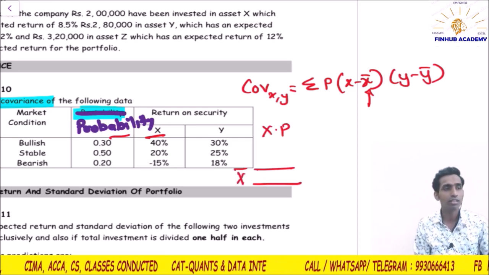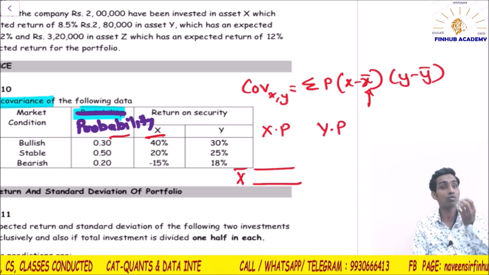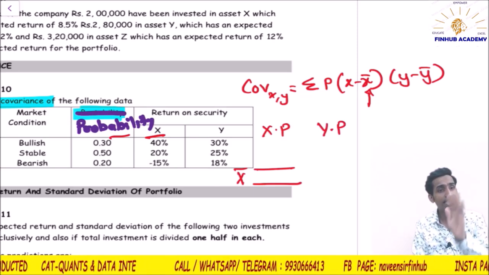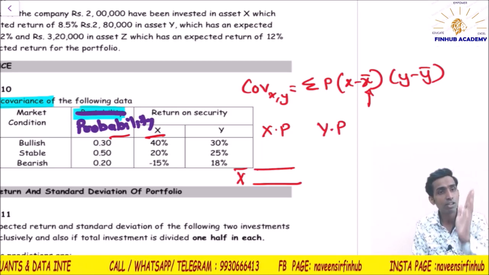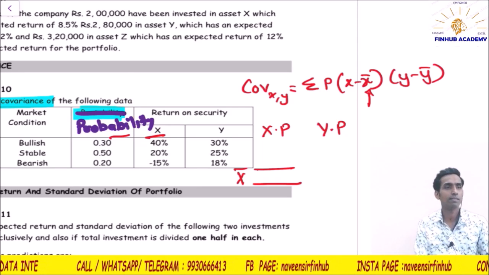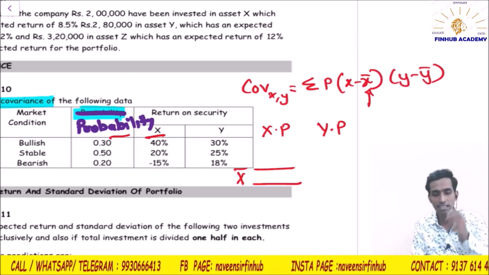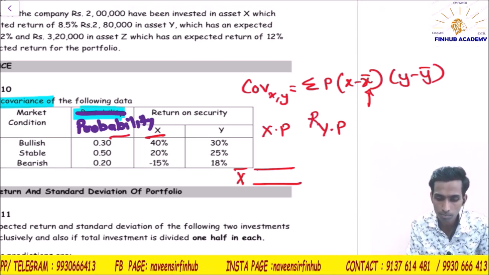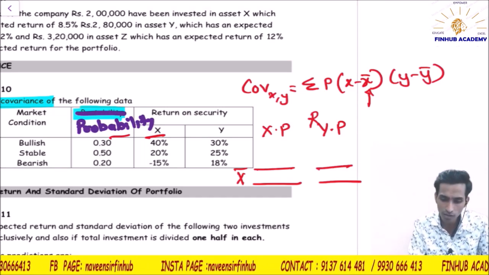Yes or no? Similarly, y into p. Whenever I use the word expected return, it means return of x multiplied by probability and then the total. Expected return on y means return on y multiplied by probability and then the total. So this is your y bar.